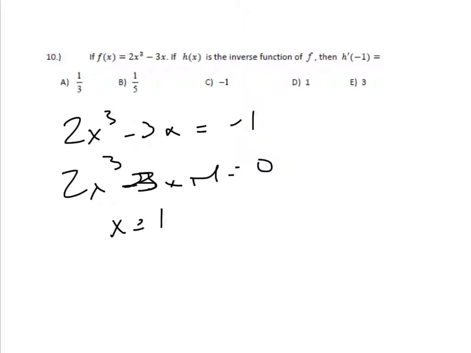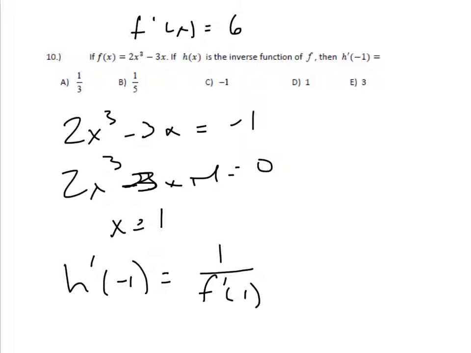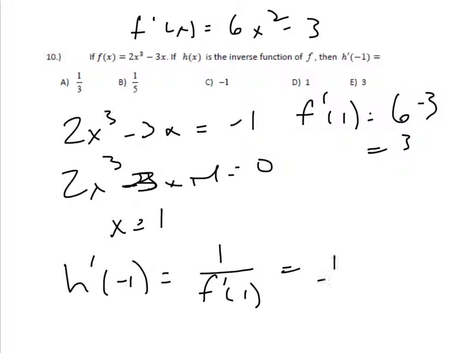Knowing that x equals 1, h prime at negative 1 is equal to 1 over f prime at 1. F prime of x is equal to 6x squared minus 3. F prime at 1 is equal to 6 minus 3, or 3. So this is equal to 1 over 3.